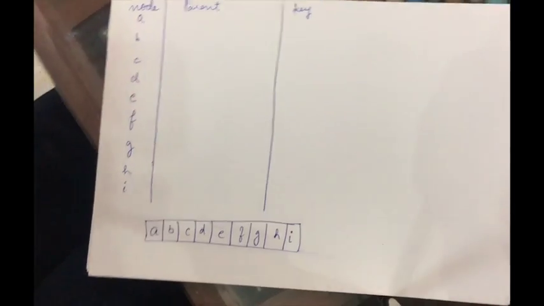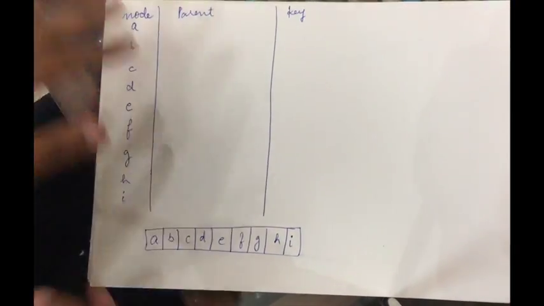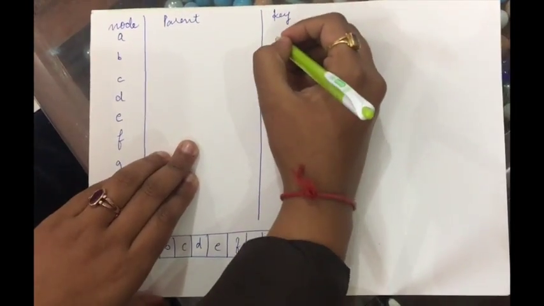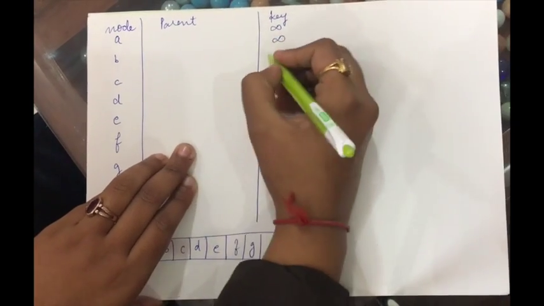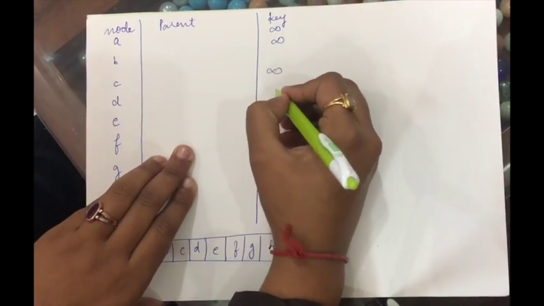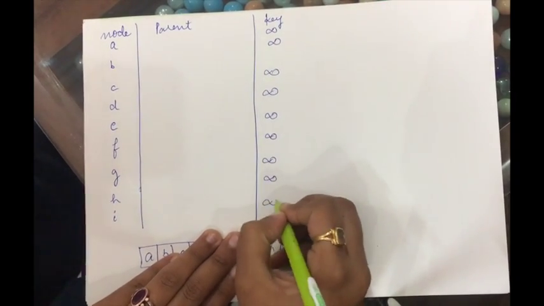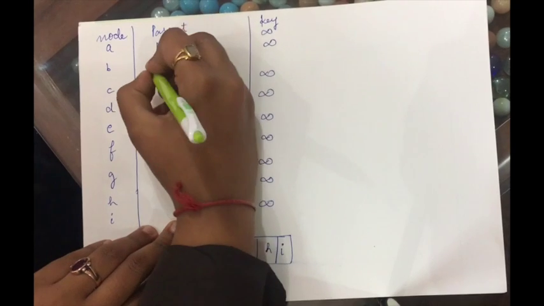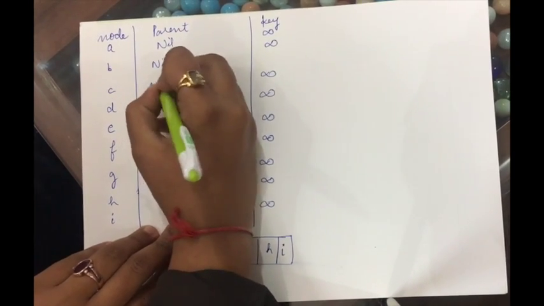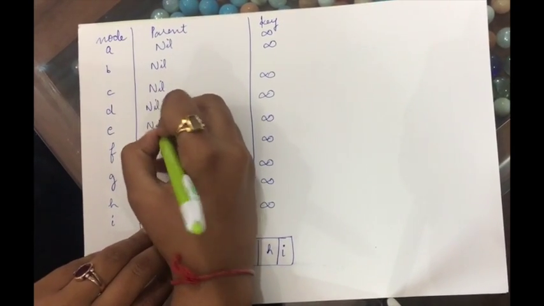Initially, every node has a cost of infinity associated with it. Infinity. Okay. And the parent is nil, that is, every node has no parent. We don't know whose parent is whose.